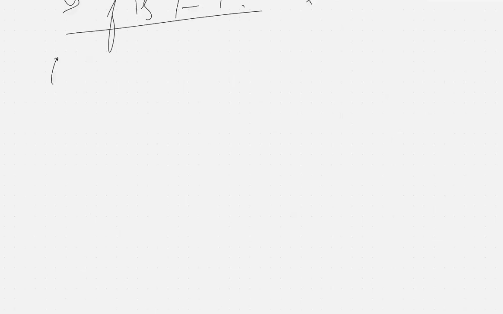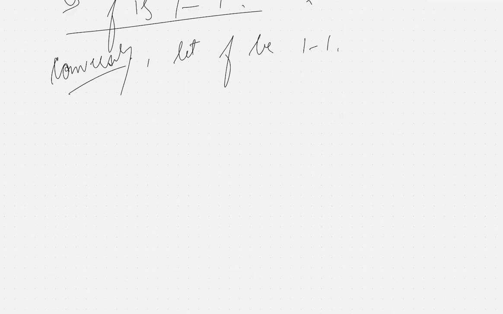Conversely, let f be 1, 1. Now we can use that result. Now what we have to prove? At the end, we have to prove that kernel f only has 0 inside it. So it means we will take a general element in kernel f and show that that element is nothing but 0.